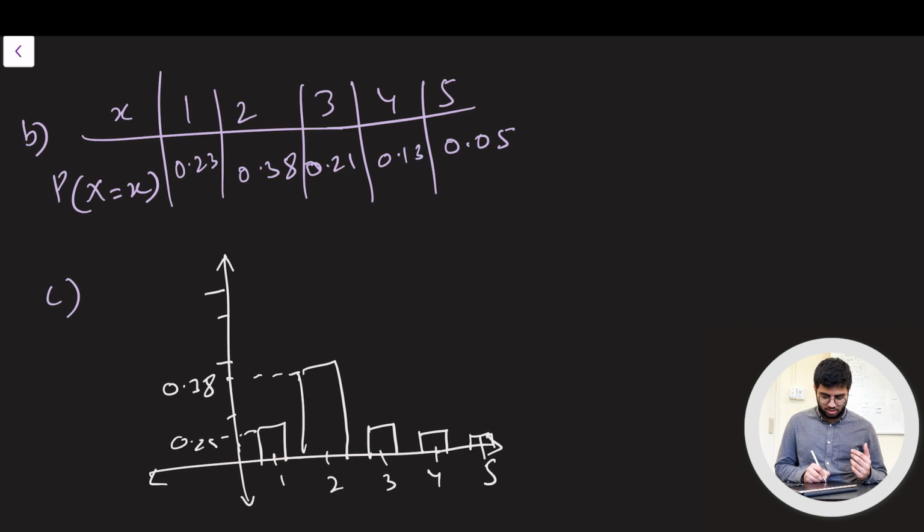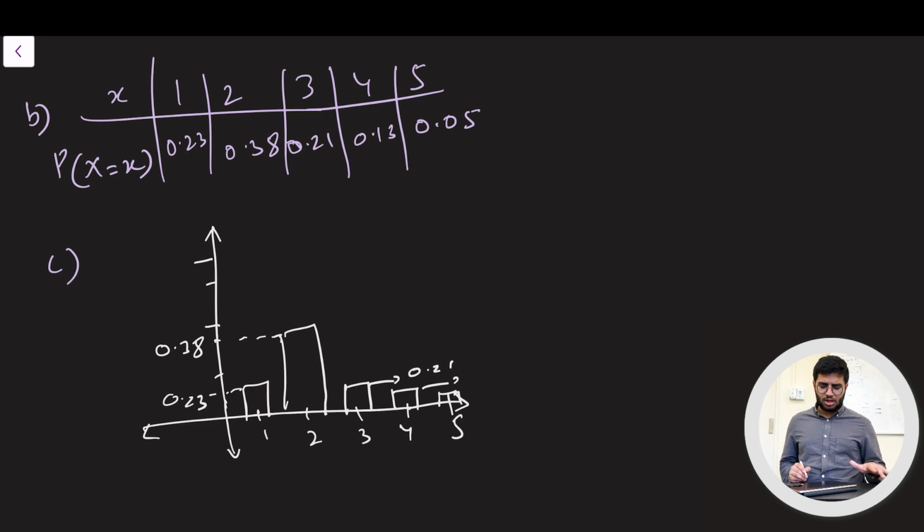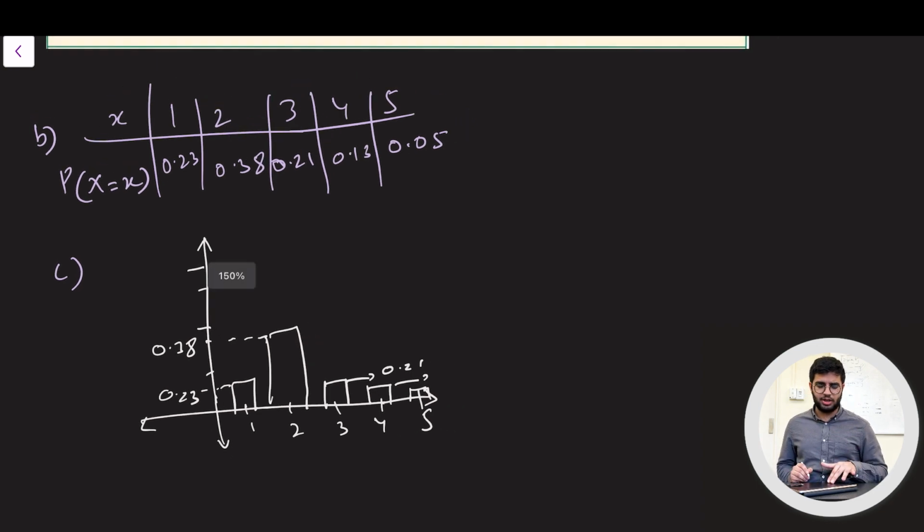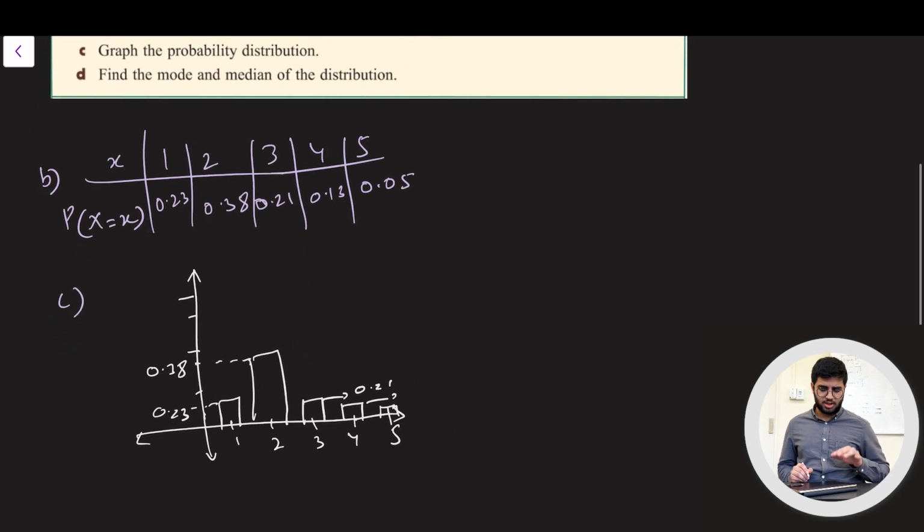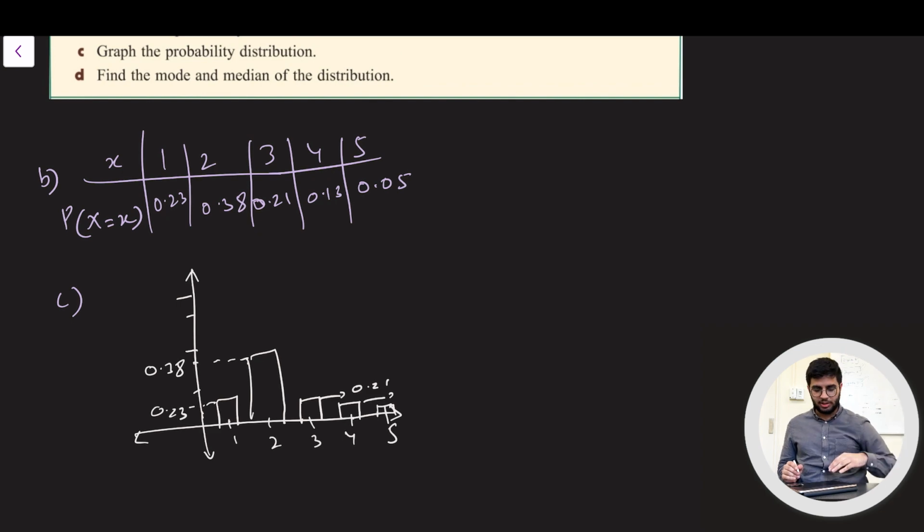So you have a 0.23, and sorry, I should probably write that a bit better. Let me just go to 3. This has 0.21. This has, and so on. So it is pretty straightforward to draw a histogram or a graph. Nothing that complicated. You just get your values and plot it, raising the bar up to their probabilities.